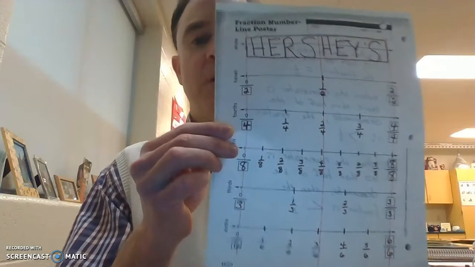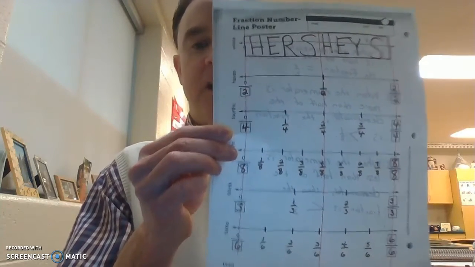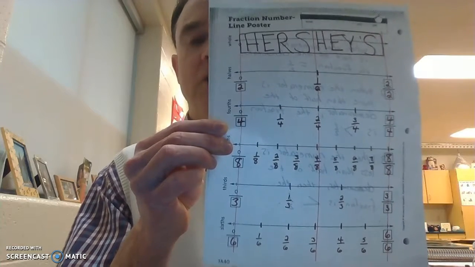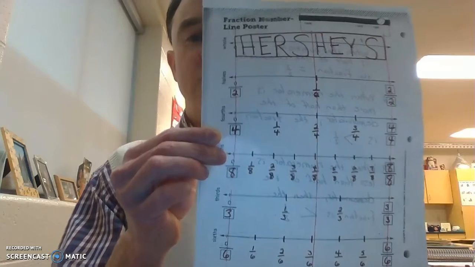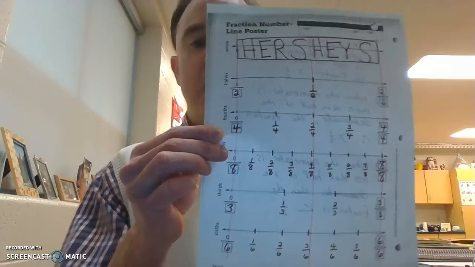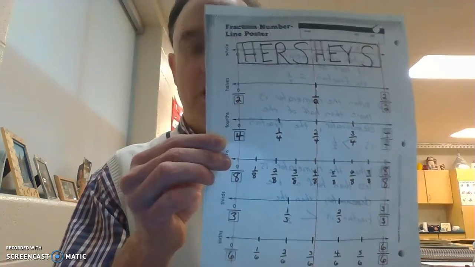So when students are putting fractions in order, they can use this chart as a reference, and they can find any fraction that's located on here and compare it to another fraction to see which one is greater and which one is smaller. And they can also look down the columns to find equivalent fractions.